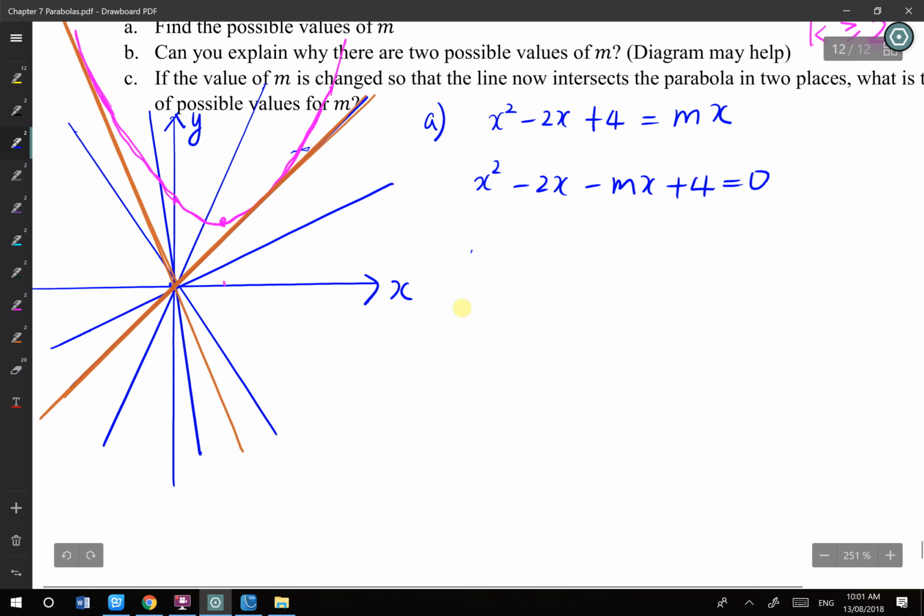So we have x squared, and now what I may have is minus m plus 2, x. You take the common factor minus x. Minus x is your common factor. So you have m plus 2 left in the bracket, and then plus 4, and that equals 0.